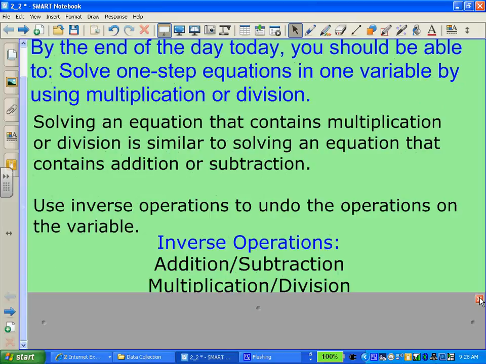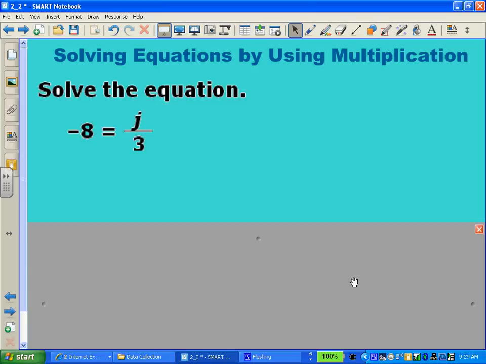Now, a reminder, once again, in case you forgot these, inverse operations would be addition and subtraction, and then multiplication and division. And remember the rule from yesterday that whatever you do to one side, you have to do to the other side. That still applies today. So we'll start out solving equations using multiplication.